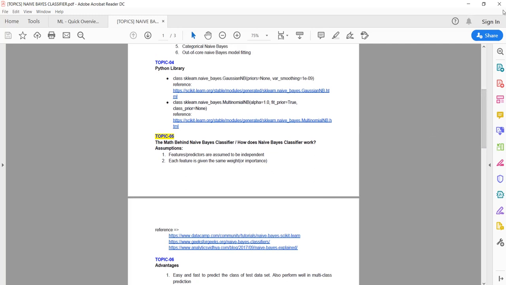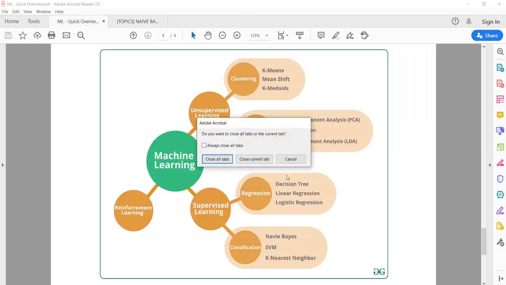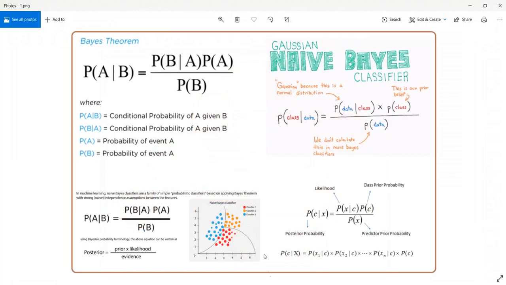All right, so let me close this first. Now, this particular classifier is based on Bayes theorem. We all are familiar with Bayes theorem, what it is, and you can see there are 4 quadrants. Let's say this is the first quadrant, this is the second quadrant, this is the third, and this is the fourth. So there are different ways to explain Bayes theorem.